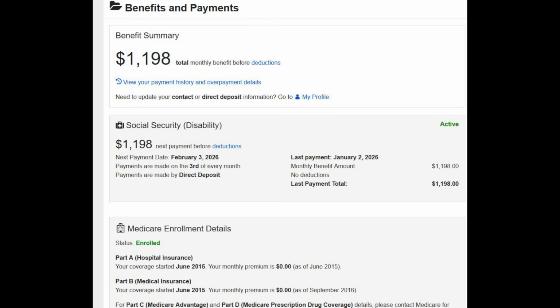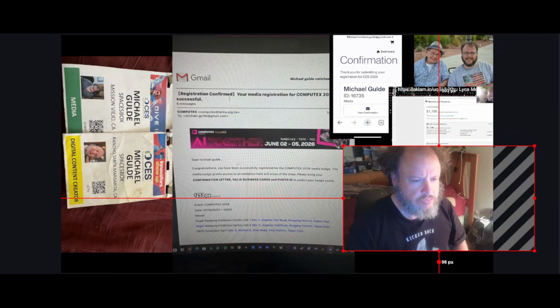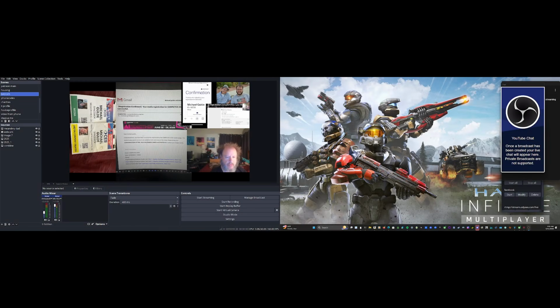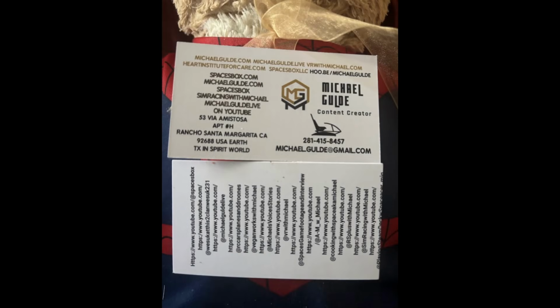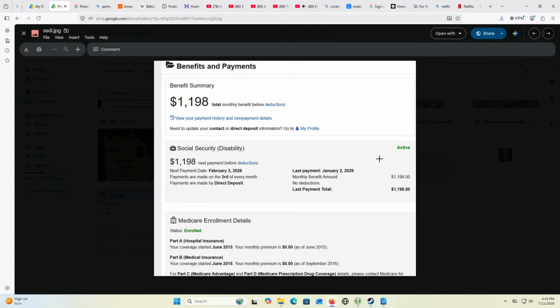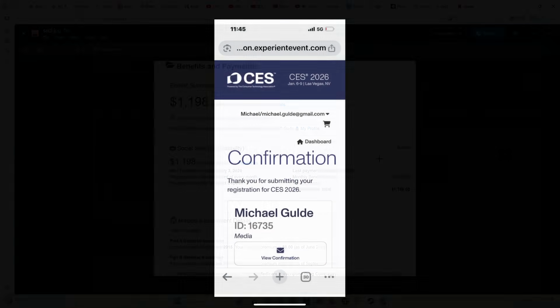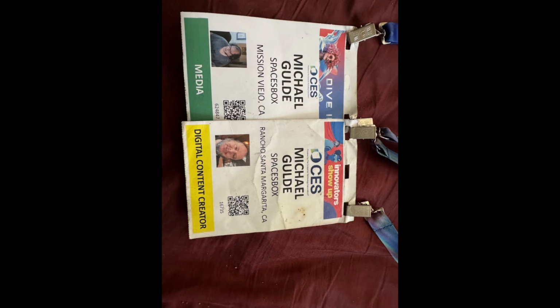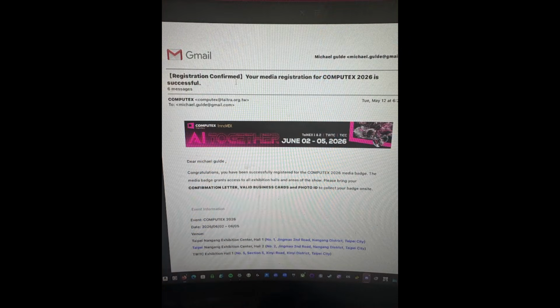This is my government benefits, 1,198. It's actually 1,199. This is the previous picture, which had my 2 badges plus Computex plus another badge saying I was media also at Computex and CES 2026. This is my card that I gave everybody at the event. And this is my CES confirmation saying that I was media. Later they changed it to something else.